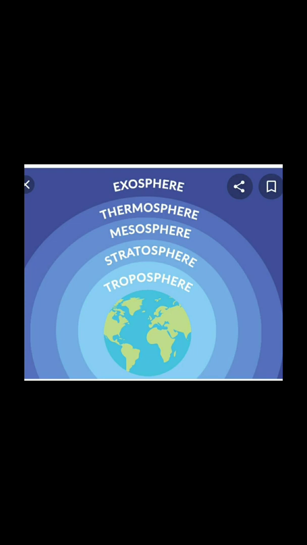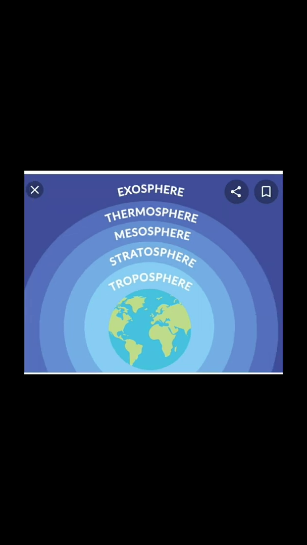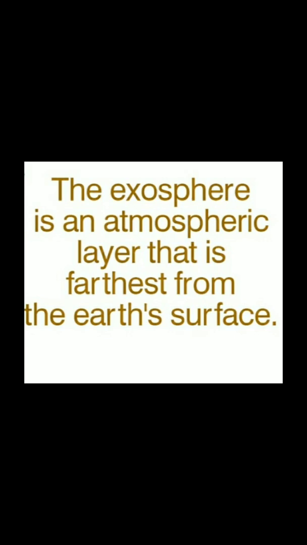The upper limit of the exosphere is uncertain as this layer acts as a transitional zone between the Earth's atmosphere and interplanetary space. I think you all get this point that after the exosphere there is space, and we cannot define where the atmosphere ends. The exosphere is the atmospheric layer that is farthest from the Earth's surface.